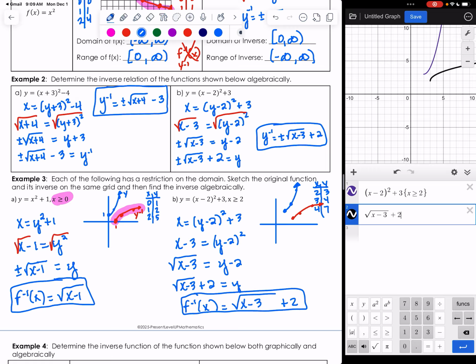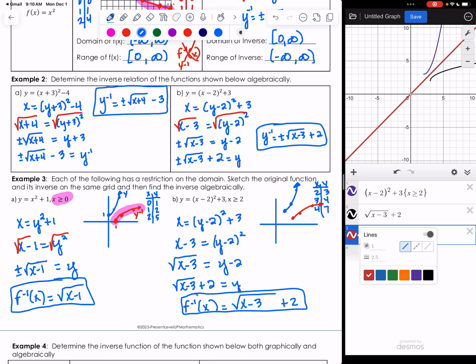So the square root and the square are both reflections across the line y equals x. And let me put that in dashed for you. So you can see they're a mirror image across that line y equals x. That's because they're inverses. So the fact that square root and quadratics are inverses of each other helps us to solve many problems involving quadratics and square roots.